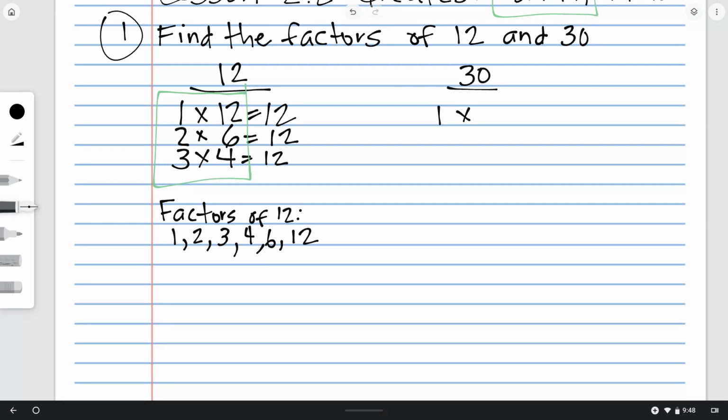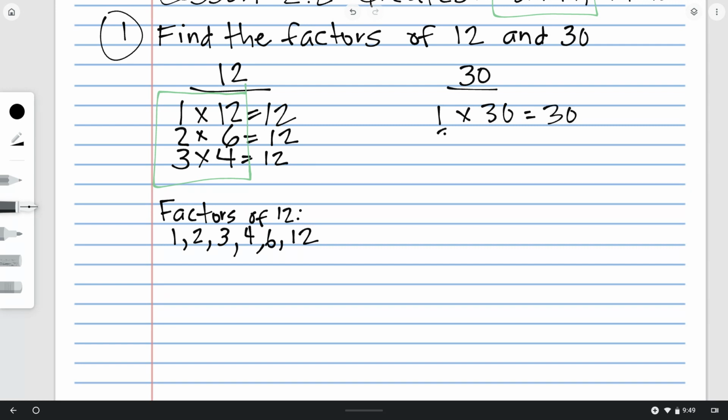Go ahead and put it in the chat. 1 times what will give me 30? I have an answer coming in. Good. If you said 1 times 30 gives you 30, you are correct.